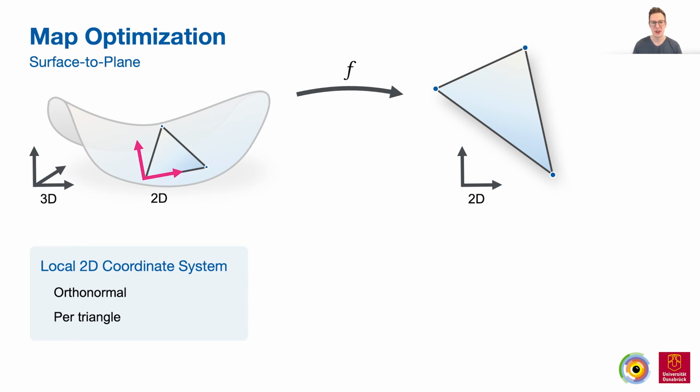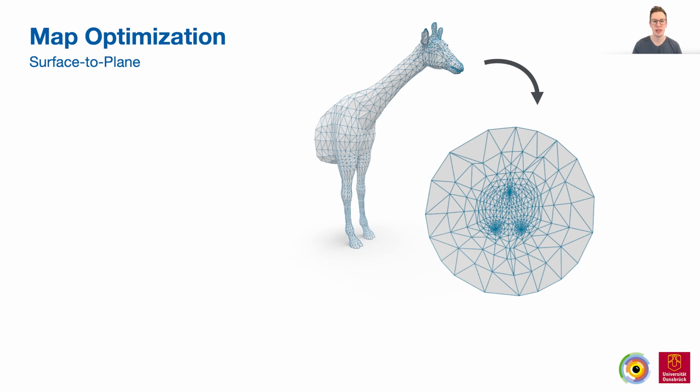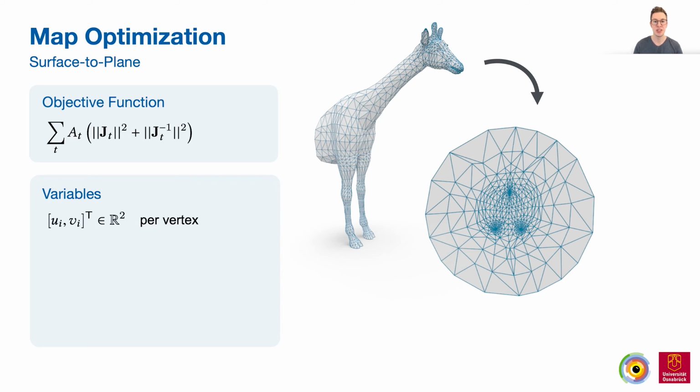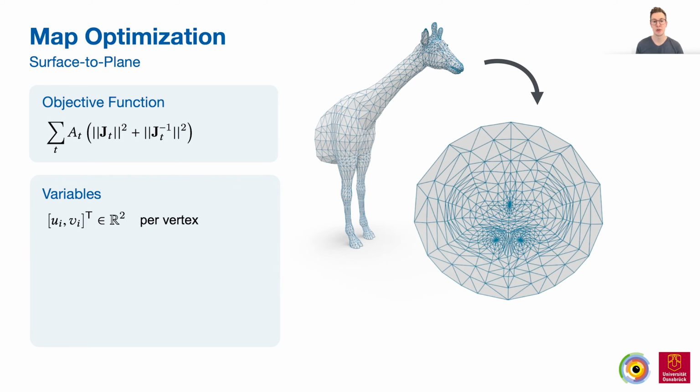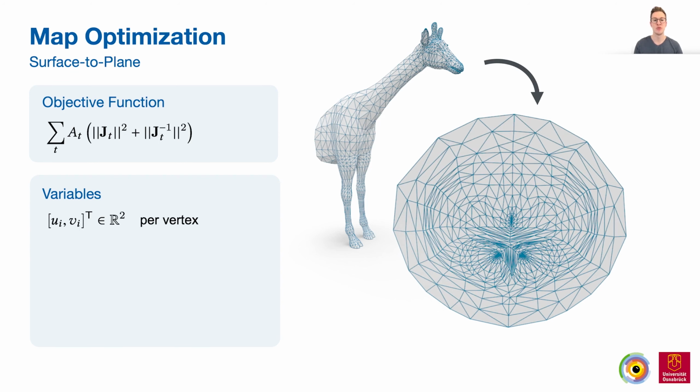And now we already have everything we need to formulate an optimization problem. So we want to minimize the integrated distortion measure, and our variables are the 2D vertex positions in the plane. So as we move vertices around, our objective changes, and we want to move them such that the objective strictly decreases. We usually also write all these vertex positions as a single variable vector x by just stacking all the u and v coordinates. So x has dimension 2 times the number of vertices.